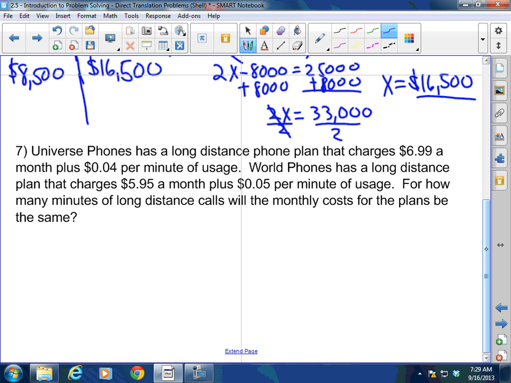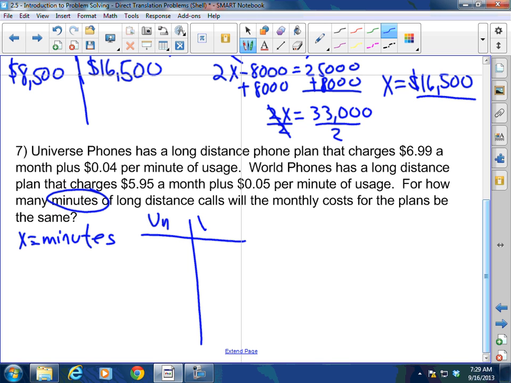All right, well, what's our unknown here? The number of minutes. So X is going to equal our minutes, okay? Help yourself out, always label stuff. I'm going to make a table. I love tables. We're talking about comparison. We're talking about Universe Phones and World Phones. I know that Universe Phones charges $6.99 a month plus 4 cents a minute. So $6.99 plus 0.04 per minute X.